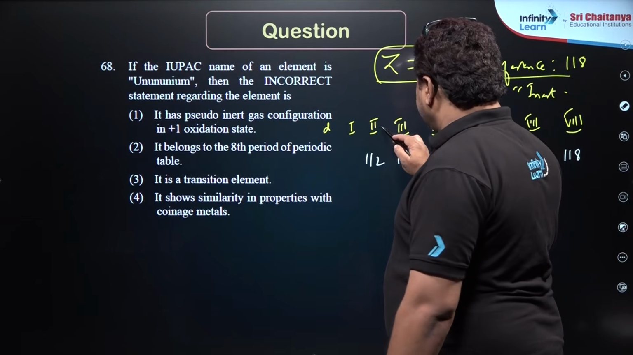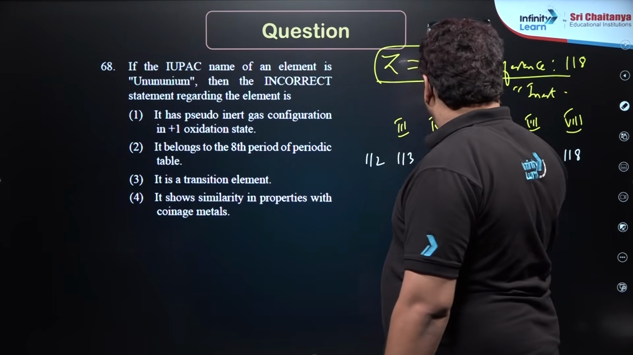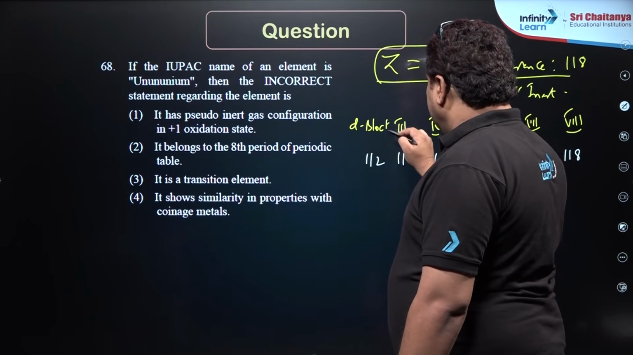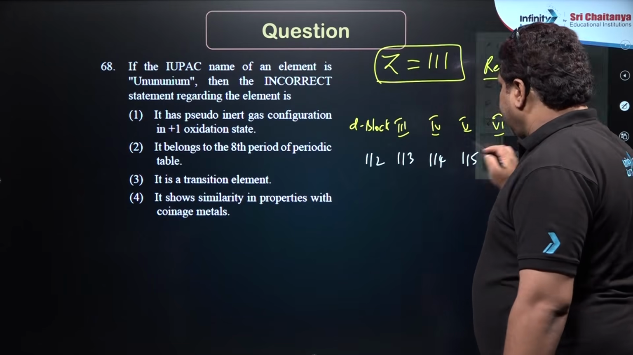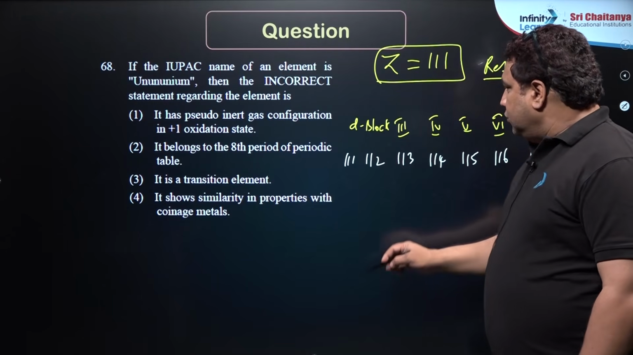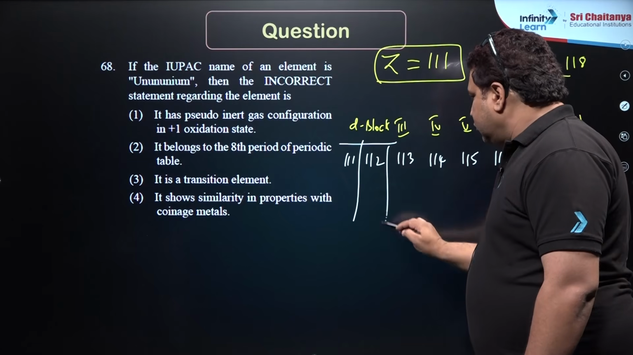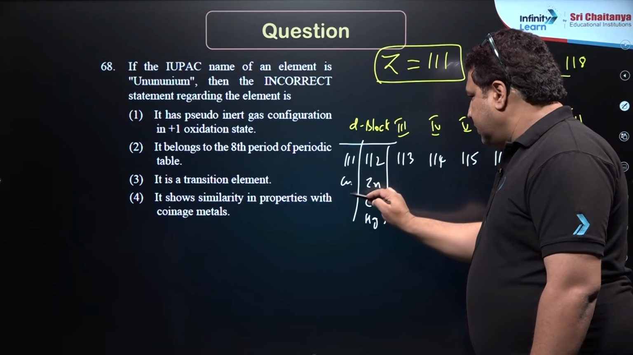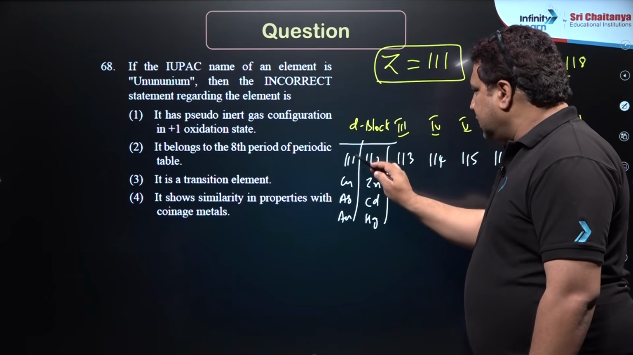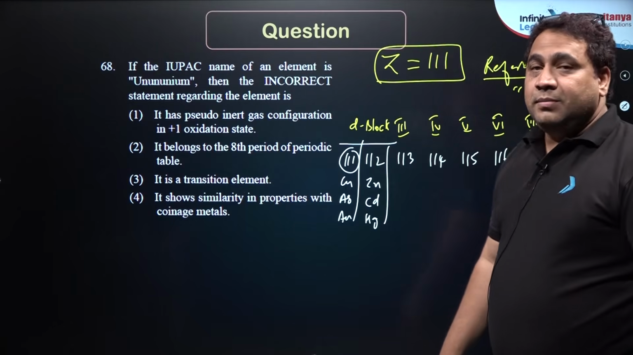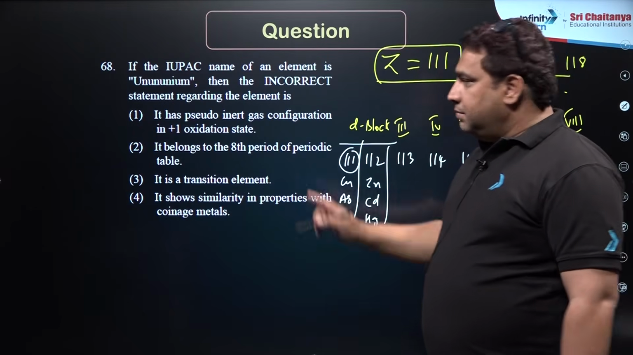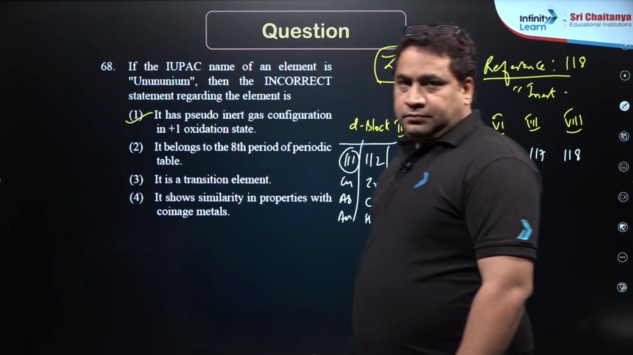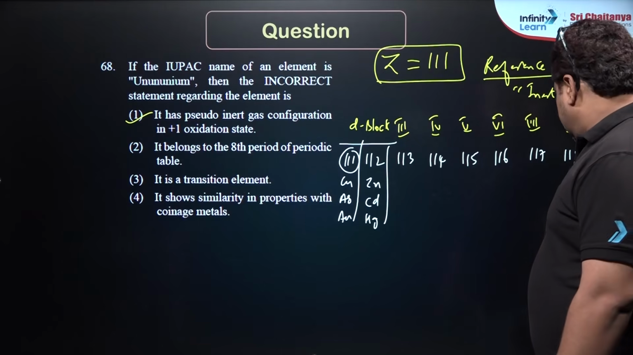Actually from here, after the third, the D block starts, correct? Okay, 12. Then comes 111. So now in the D block, this should belong to the zinc, cadmium, mercury family, and this is the copper, silver, gold family. That means element 111 should belong to the copper, silver, gold family. Now we can solve the multiple choices. It has pseudo inert gas configuration in +1, correct? Copper also will show pseudo inert gas configuration, correct?